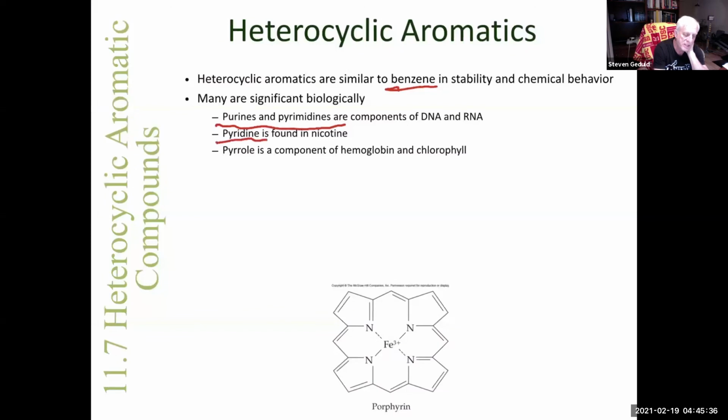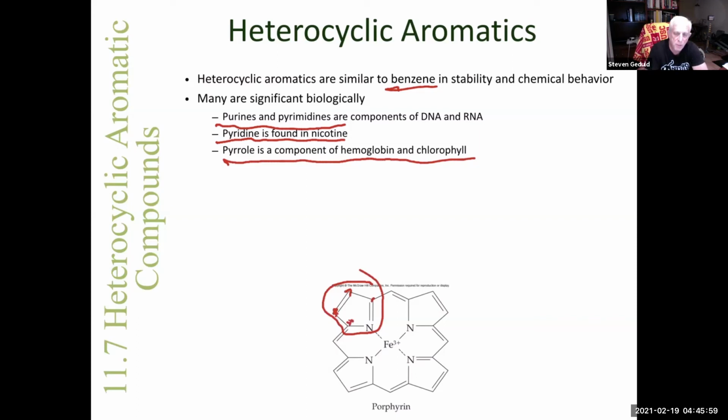Pyridine is found in nicotine. Pyrrole is in hemoglobin and chlorophyll. Okay, so here are some of your rings. Here's one of the rings. That's a heterocyclic ring. It has nitrogen replacing carbon of a 5-carbon ring. So there's 4 carbons and a nitrogen.